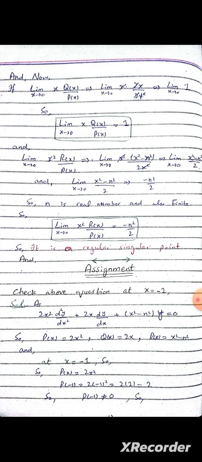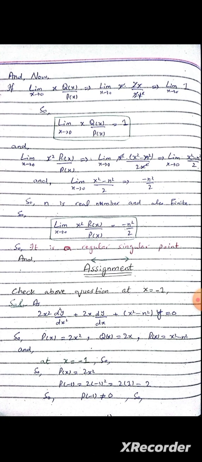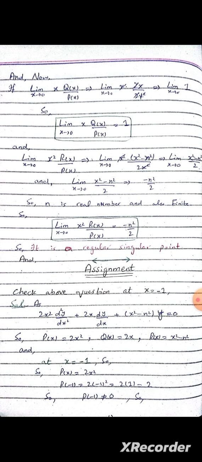So now, applying the limit x approaches 0 on x into q of x by p of x, we obtain 1, which is a finite number. Similarly, by applying the limit x approaches 0 on x square into r of x by p of x, the desired result is minus n square. So it indicates that the point x is equal to 0 is a regular singular point. So a series solution is possible for this point.